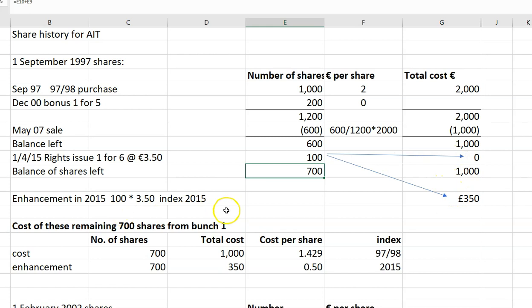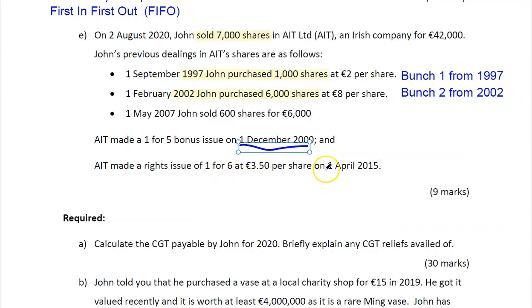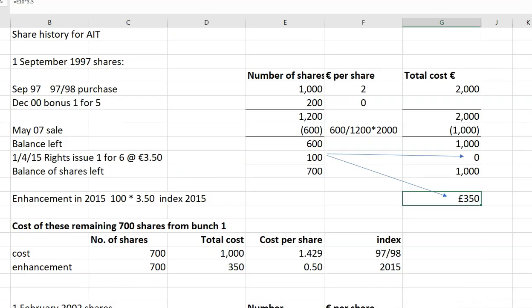But the 350 enhancement: we purchased 100 shares at 350 each. The 350 is classified as enhancement expenditure, and that will be dated whenever the rights issue took place, which was on April 15, 2015 index year, which has no index factor, or an index of 1.